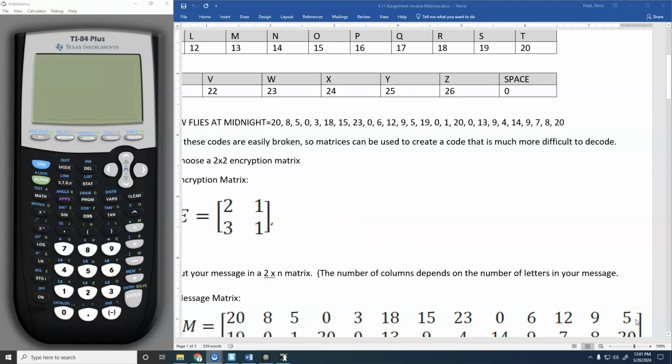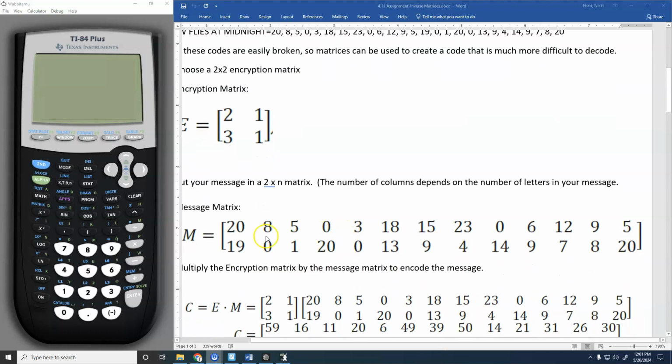Number of letters, then you're just going to put a space at the end to make it even, and then switch that up. So this matrix right here would be your message, and that was like the code that we had at the beginning. It would be very easy to break because the 20th letter is T, and the 8th letter is H, and the 5th letter is E, and it probably wouldn't take anybody very long to figure that out.